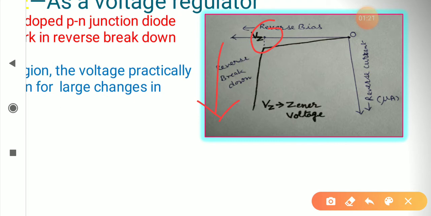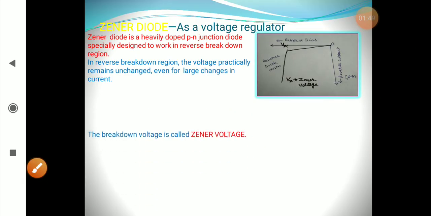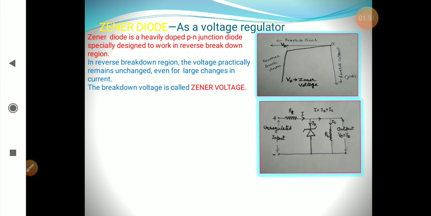Now these electrons knock out more and more electrons from other covalent bonds. So in this way, there are large number of electrons available for conduction of current. As a result, the current increases suddenly at a fixed or nearly constant voltage. This voltage is called reverse breakdown voltage or Zener voltage. Let's see how it works as a voltage regulator.